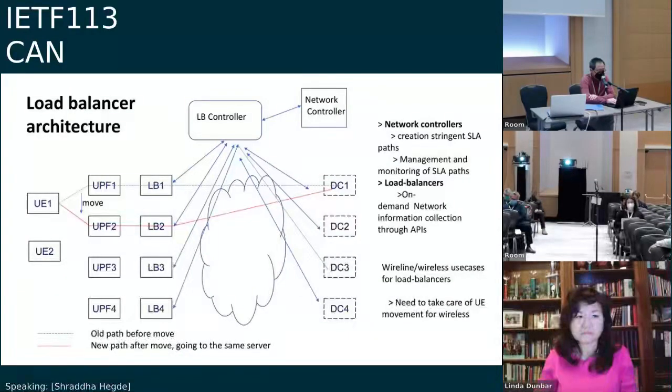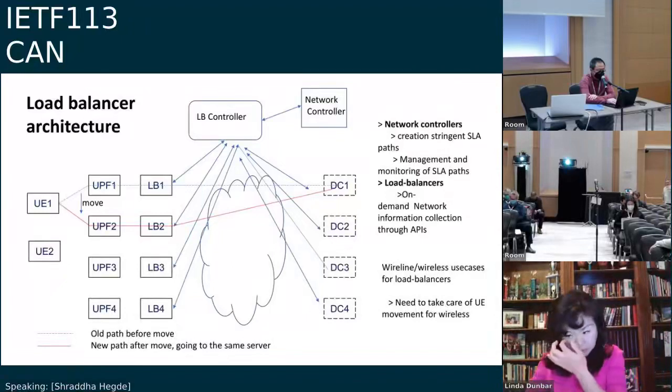So most of this is information on wireline networks, but it looks like most of the things are really common even for the wireless or the mobile use cases. The additional information and additional requirements would be to take care of UE movement in wireless environments from one location to another location, and using some sort of storing session information. Looks like load balancers would be able to support those use cases as well.